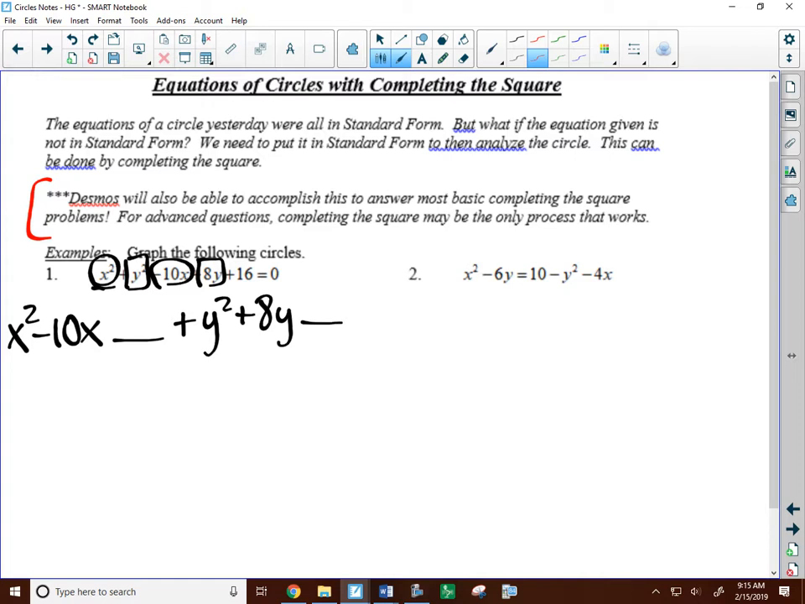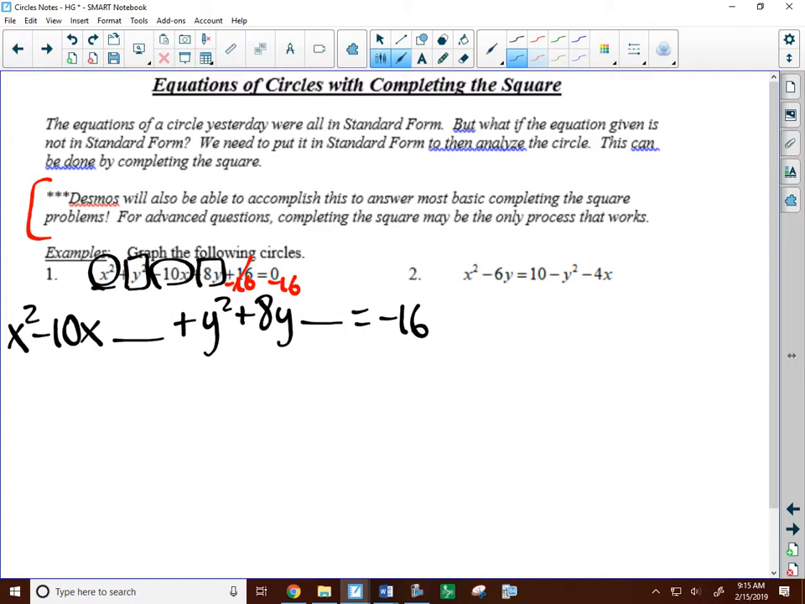You're going to get all the numbers on the other side. So I actually could have done this first. Really, I need to subtract 16 from both sides. So on the right side of the equation, it's going to be equal to negative 16. Of course, that's the first step. Numbers on the other side, x terms together, y terms together.